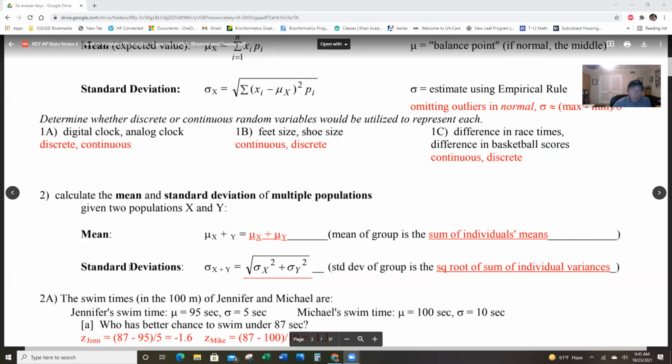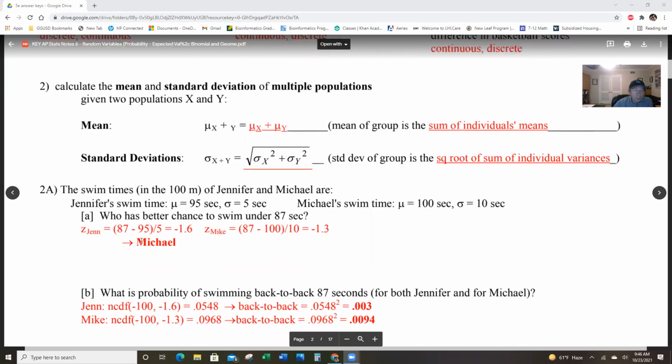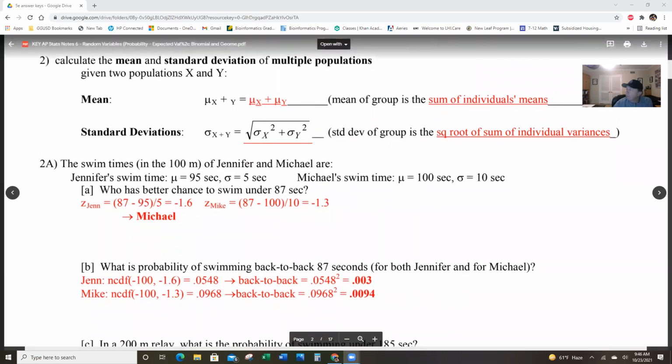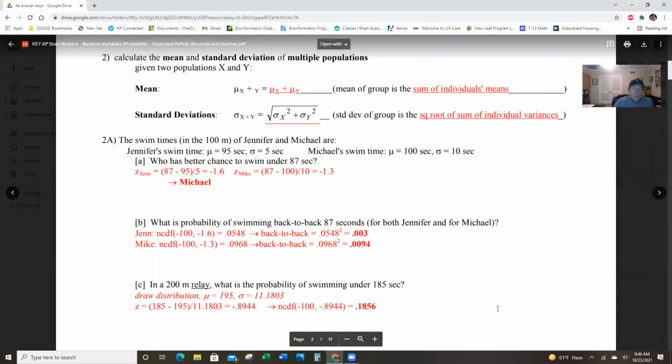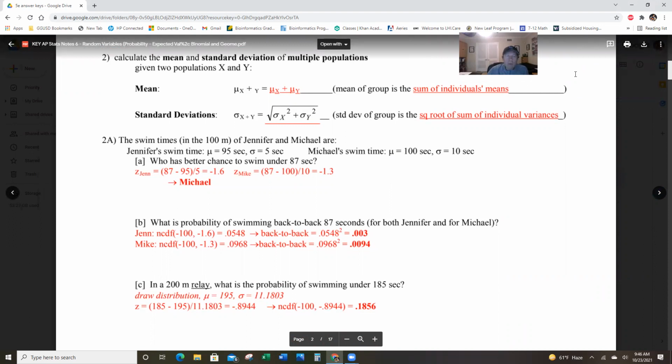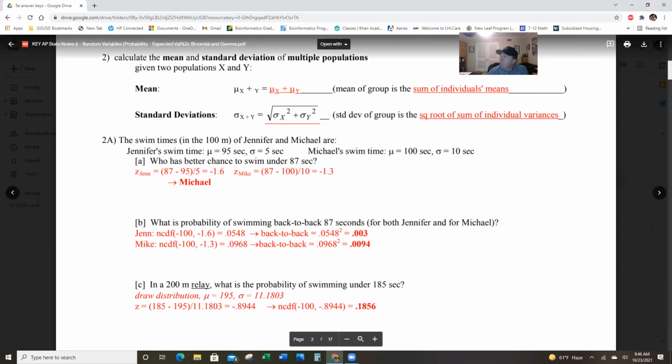Okay. Item 2, calculate the mean and standard deviation. All right. The mean. I can make this a little bit smaller and get it all in there. Cool. Okay. Now, what we're going to do on this is talk about a continuous random variable. So if you have 2 means that you want to combine in a continuous variable, you simply add them.